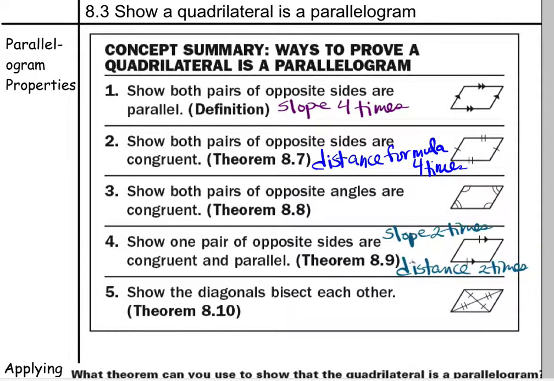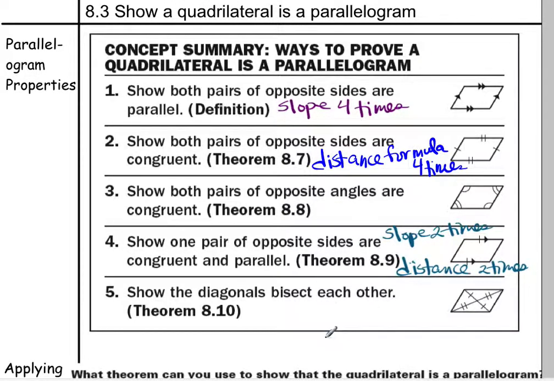Now, what they always do to try to trick you is they'll say that one set of opposite sides is parallel, and then they'll tell you the other set is congruent, and that is not one of these 5 ways, so please don't fall for that if they try to do that. If they ask, is this a parallelogram, always, sometimes, or never, and they draw you that picture, don't fall for that. Don't put always. That's not one of these 5 methods.